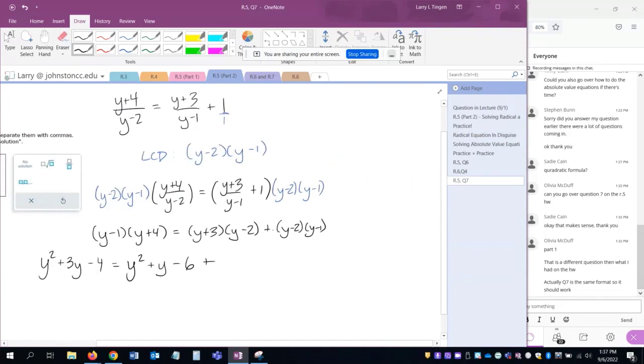First, outer, negative 2y plus 3y gives me single y. And then 3 times negative 2 is negative 6 plus, I don't have parentheses around this result. I can do this. That's going to be y squared minus 3y plus 2.